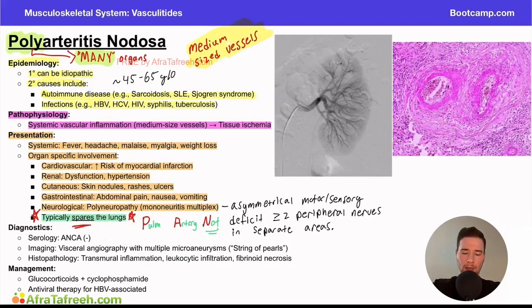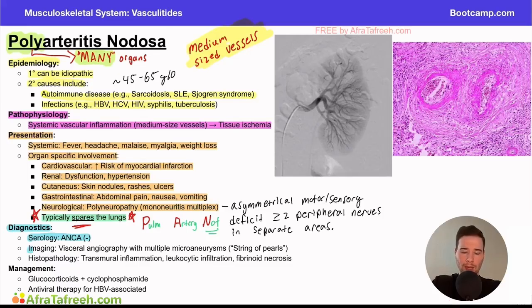Now, when we think about our diagnostics here, this is going to be an ANCA negative pathology. This becomes important as we talk about some of the small vessel vasculitides and other pathologies in this chapter. Some are ANCA positive, some are ANCA negative. So this can kind of be a helpful test for determining which pathology is most likely.